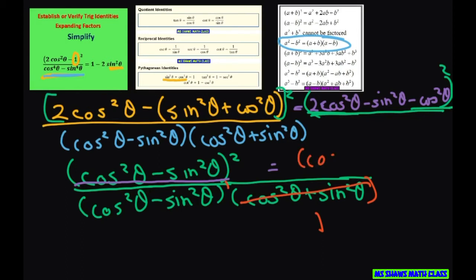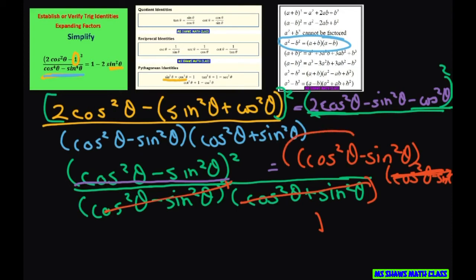That's going to be cosine squared theta minus sine squared of theta times cosine squared theta minus sine squared theta. And I'm running out of room. But basically this crosses this out. So we're left with just this. All right, because this is 1. This goes into this one time. So we have cosine squared theta minus sine squared theta.